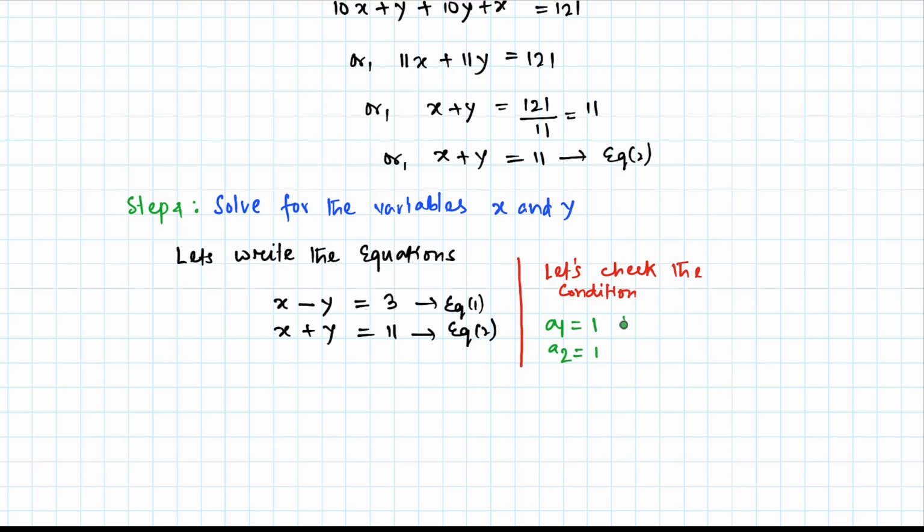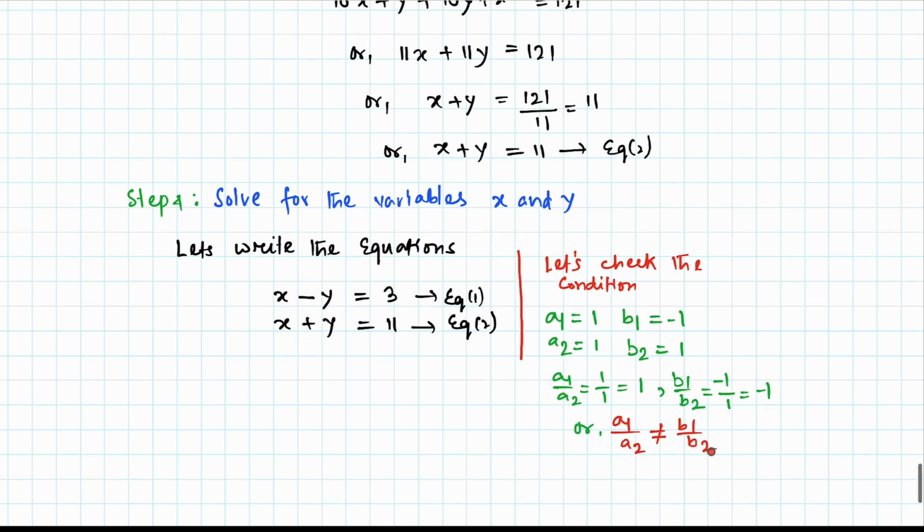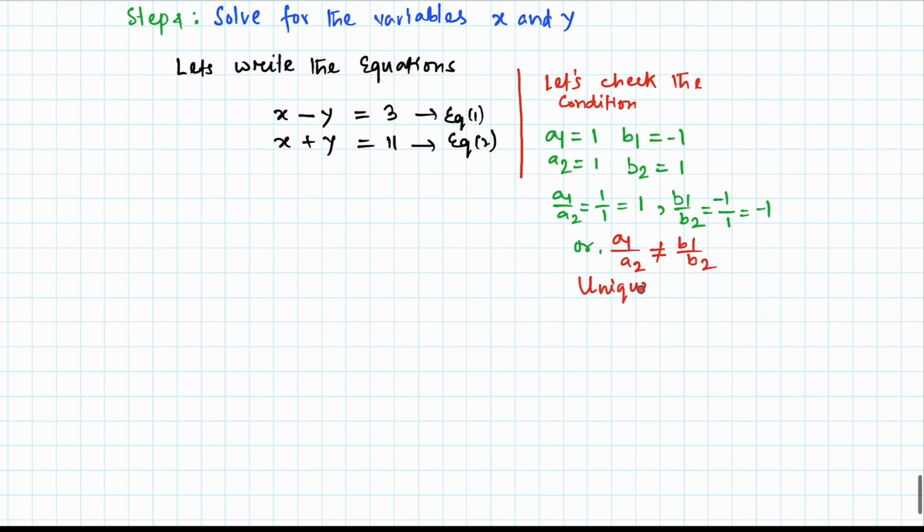A1 is 1, A2 equal to 1, B1 is minus 1, B2 equal to 1. So A1 by A2 is 1 and B1 by B2 is minus 1. So they are not equal. So that means it has a unique solution. So therefore the statement is complete. So now let's go ahead and solve it.